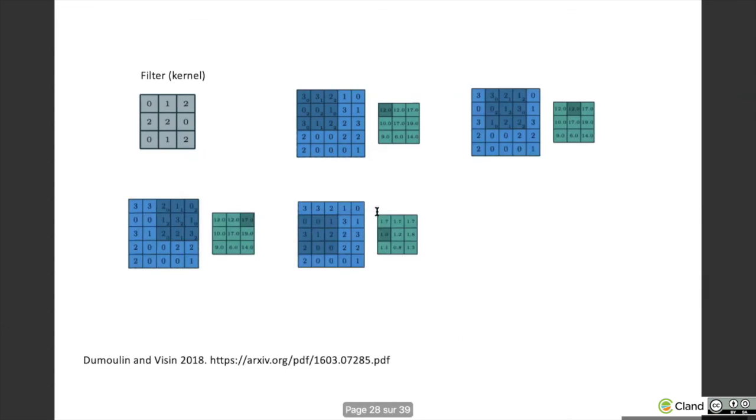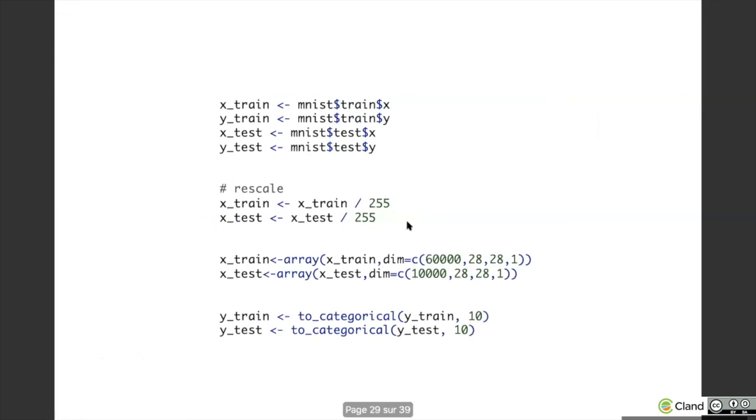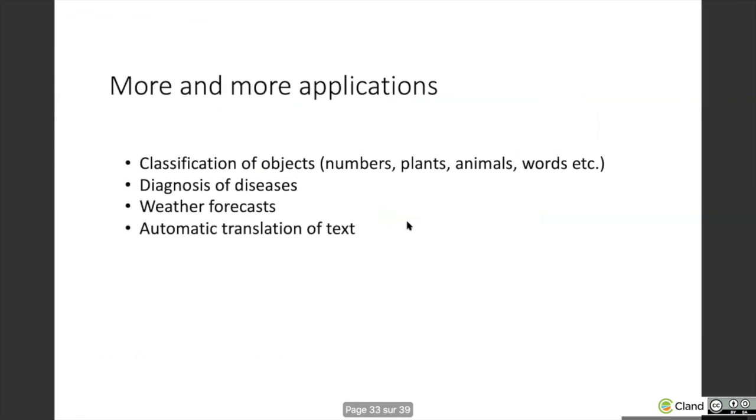And when you have finished, you obtain a new image, smaller than the original image, focusing on some aspect of the image. And this new image, this feature map, as it's called, will be used as inputs in the multi-layer neural network. And in some cases, it improves the accuracy of the classification of the image. So this kind of approach is more and more frequently used for image classification.